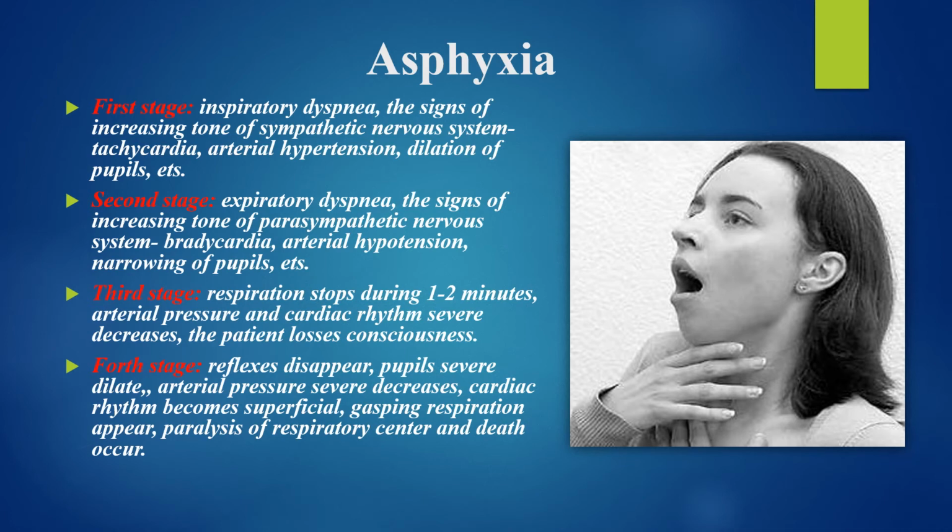At this time, blood pressure and pulse are significantly reduced, and the patient loses consciousness. And at the fourth stage, reflexes are lost, the pupils sharply dilate, blood pressure decreases significantly, and gasping breathing occurs. Then the respiratory center is paralyzed and death occurs. Emergency measures must be taken to save the patient's life.